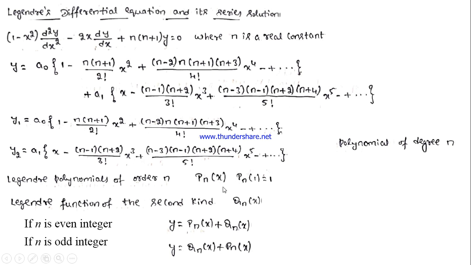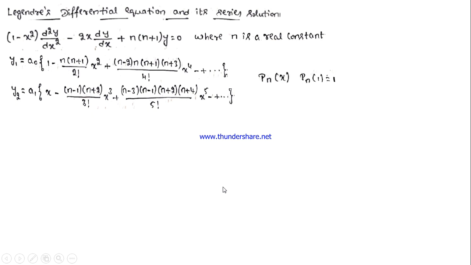Let me just go further for the discussion. Let me discuss the Legendre polynomials now. I told you that y1, y2 both satisfy this differential equation, and these two, depending on whether n is an even number or odd number, are called Legendre polynomials under the condition Pn of 1 is equal to 1. So which means y1 and y2 satisfy this differential equation. Okay, now let me go further.